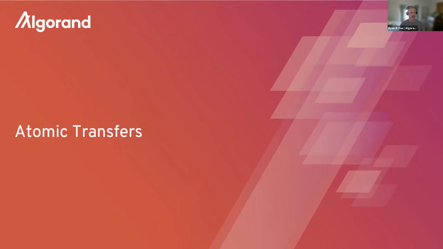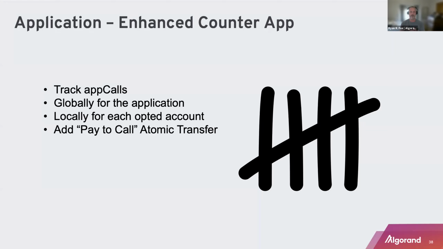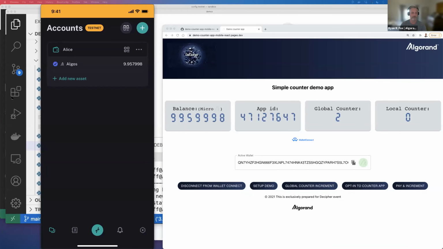It's very powerful, especially with applications, because you can then enhance your simple counter application to track what we were doing before, but also add a pay to call. All right, so now that means that what we need to do is not only have that application call transaction, but we also need to have a payment transaction as well. So let's take a look at what that might look like in code.